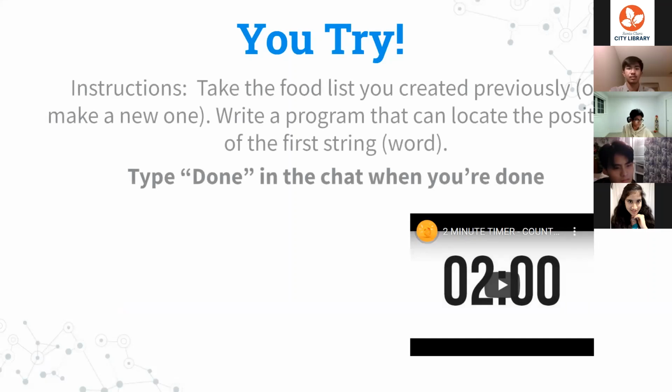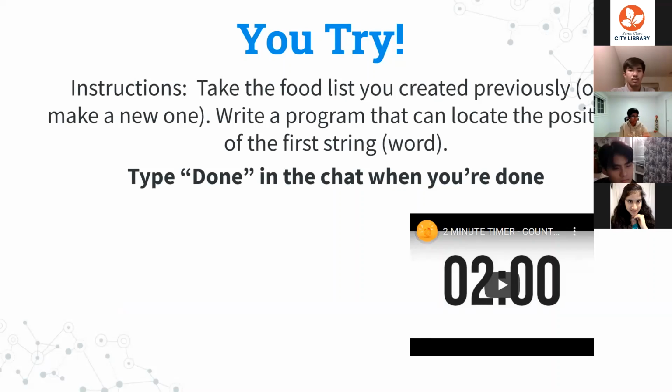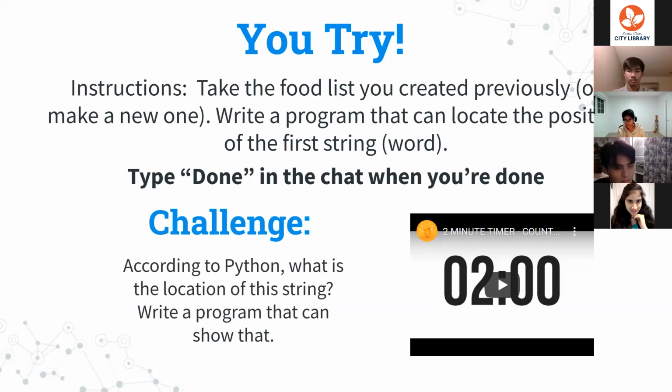Now it's your turn to try. For this activity, take the food list you created previously, or you can create a new list, and write a program that can locate the position of the first string or word. Make sure to type done in the chat when you're done. Also, for an extra challenge, according to Python, what is the location of this string? Write a program that can show that. We'll give you 2 minutes to work on this.